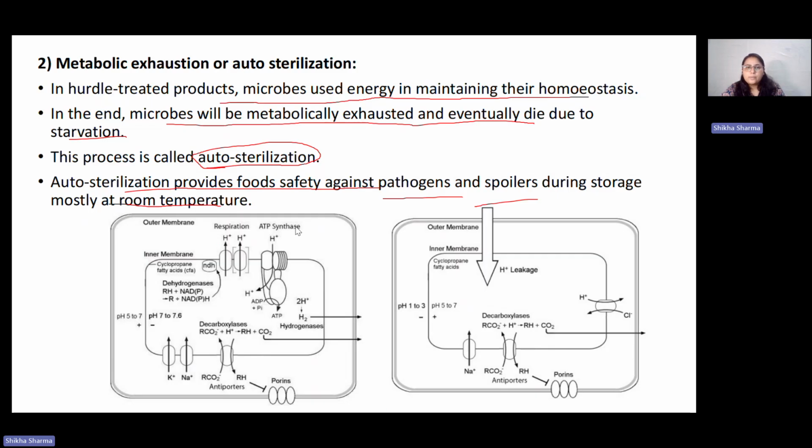Suppose we have a change in the pH. Here we are discussing that the pH is changing. Initially the pH was 5 to 7, and after that the pH changes to 1 to 3. When the external pH is 5 to 7, the pH inside the cell, inside the internal membrane, is basically 7 to 7.6 in a microorganism. And what will happen?